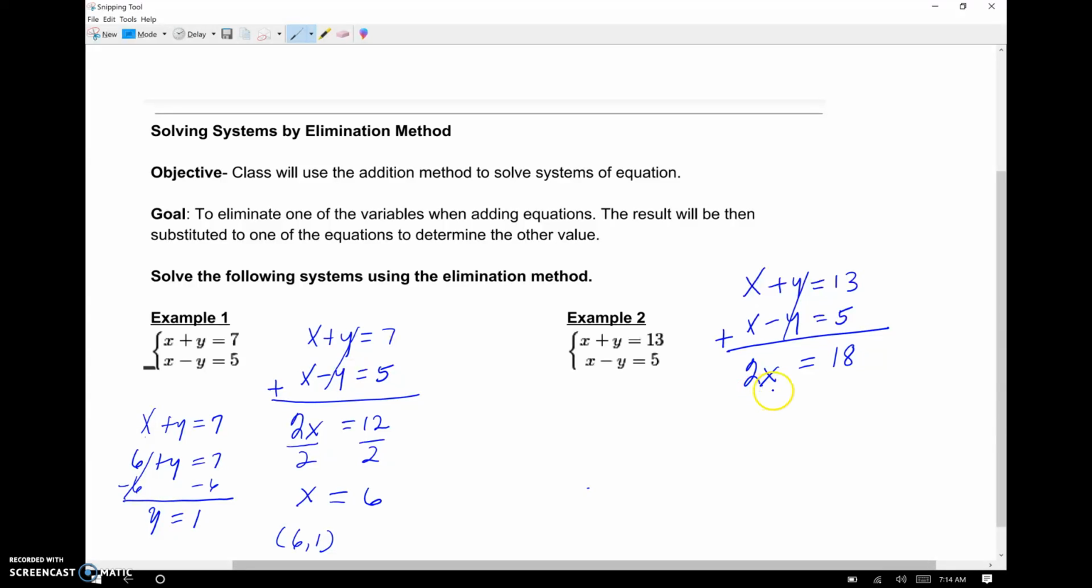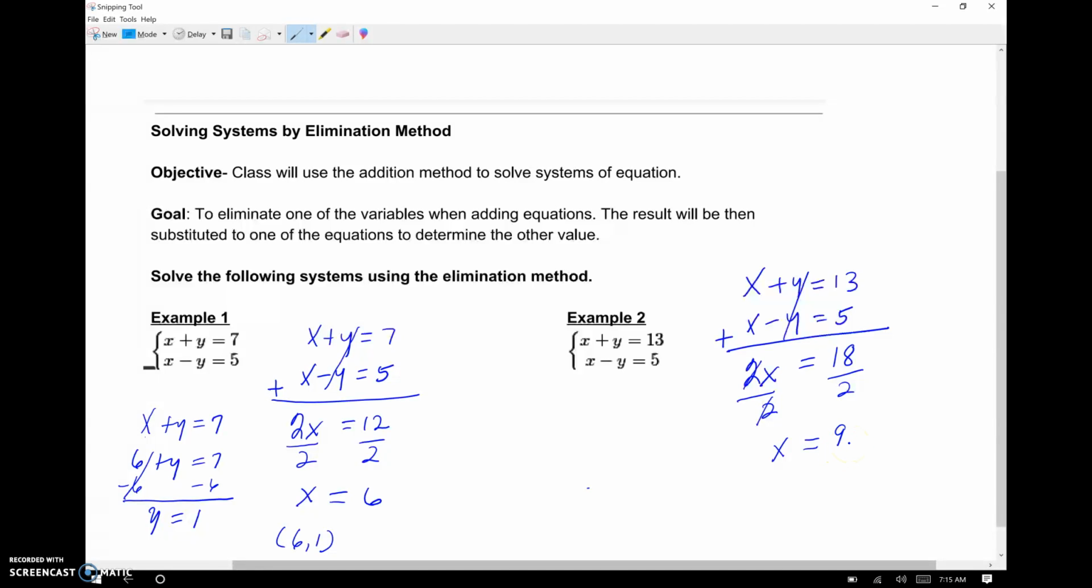Since we're multiplying 2 times x, we're going to go ahead and divide by 2. 2 divided by 2 is 1. We're left with x equals 18 divided by 2, which is 9. So we do know that x is 9.